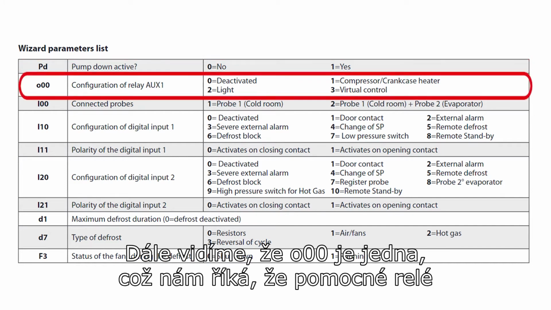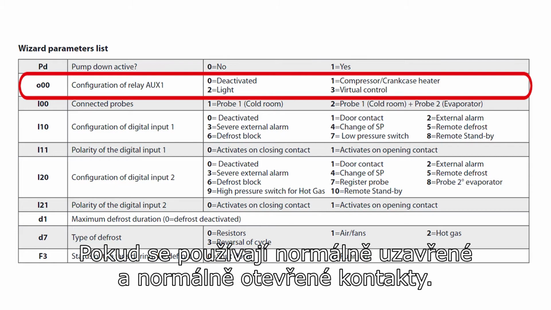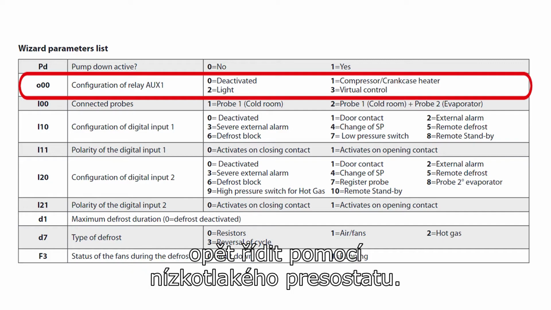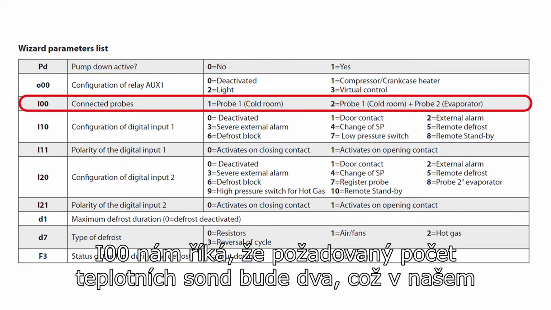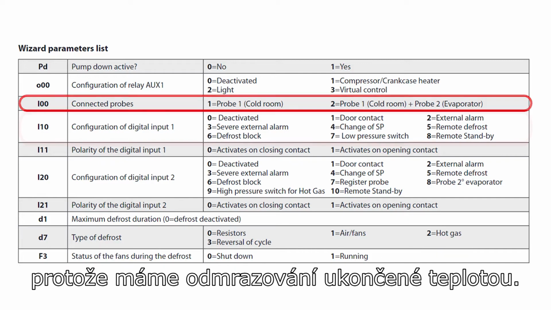Next, we see that O00 is 1, which tells us that relay auxiliary 1 will open and close on a call for cooling if the normally closed and normally open contacts are used. However, we will not need these contacts, as we will once again be controlling the compressor with the low pressure control. I00 tells us that the required number of temperature probes will be 2, which in our case, we'll be using a second temperature sensor on the evaporator because we have temperature terminated defrost.